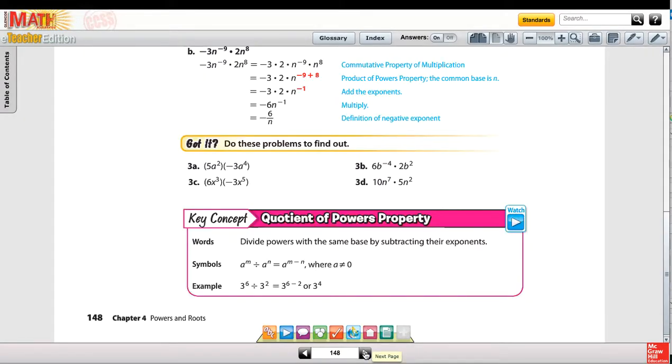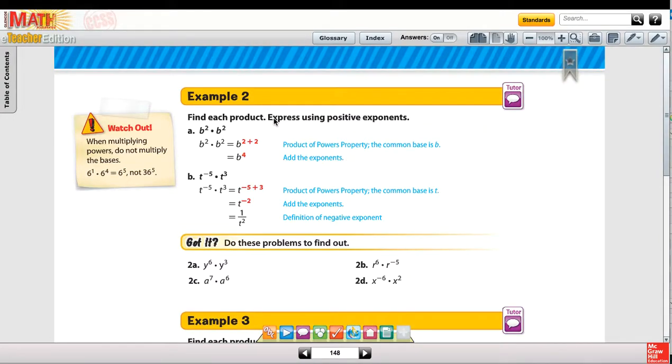Moving on to page 148 at the top, we have multiplying using variables. So the variables are the same bases, and so we're still going to add those exponents. So b squared times b squared, 2 plus 2 is 4, so we're going to write that as b to the fourth. T to the negative fifth and t to the third, add the exponents, so negative 5 plus 3 is a negative 2, and again we're going to rewrite that negative exponent by writing it as 1 over t to the positive 2.